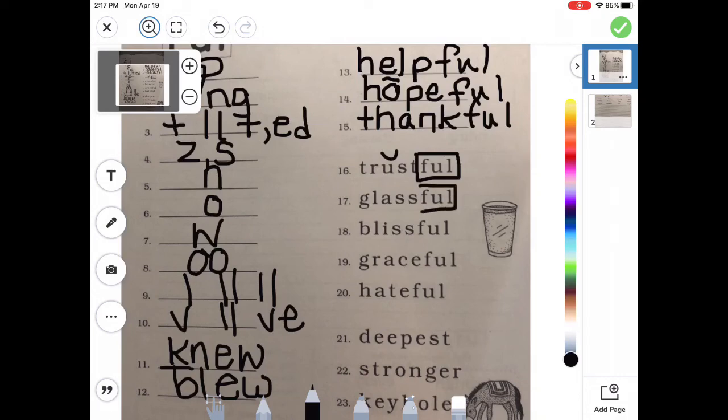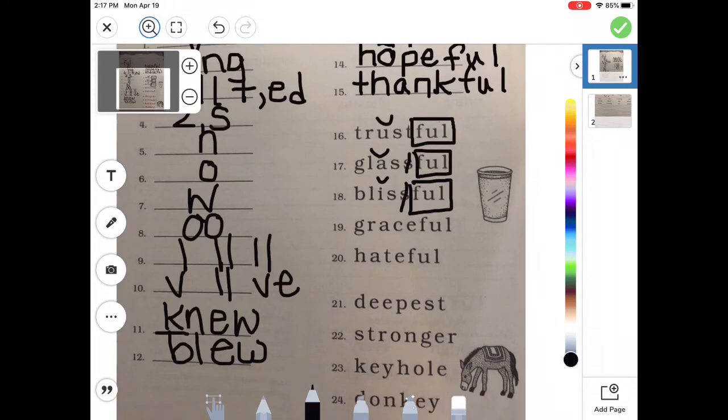How about number 17? That's right, box off that suffix F-U-L, or full. All right, and then you've got an A in front of an S, so it's short. I've got double S, so I can cross one off, so glass, glassful. How about the next one? That's right, suffix F-U-L, box it off. I in front of the S, so it's short. Cross off one of those S's, bliss, blissful, very good.